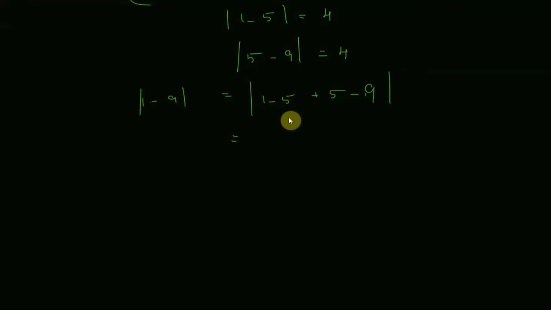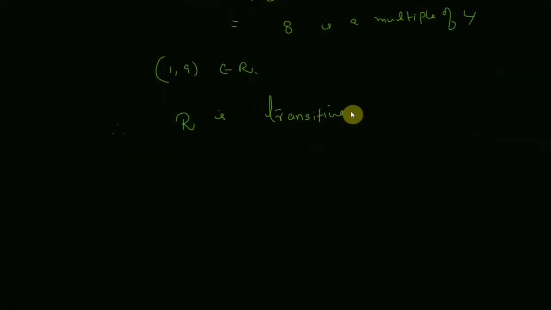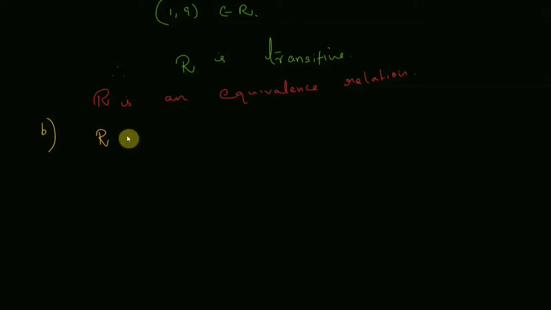What is 1 comma 9? 1 minus 5 plus 5 minus 9 you can write, or straight away modulus of 1 minus 9 is equal to 8. 8 is a multiple of 4. Therefore, 1 comma 9 belongs to R. So we have proved that it is transitive. The relation R is transitive. R is reflexive, symmetric and transitive. Therefore, it is an equivalence relation.